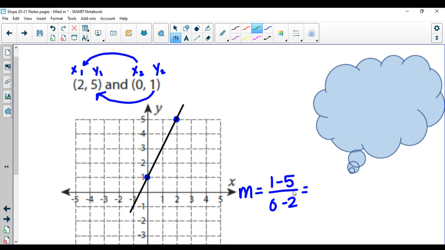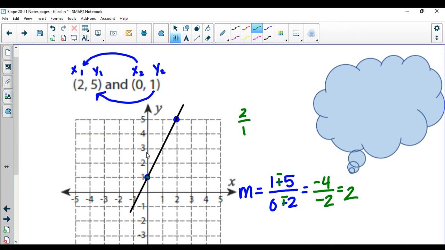Since I'm subtracting, I'm going to follow my integer rules, add the opposite, add the opposite. So 1 plus a -5 will give me a -4. 0 plus a -2 will give me a -2. And -4 divided by -2 is going to actually give me a +2. So on my graph, that would be a rise of 2 and a run of 1, because I would express 2 as 2 over 1.